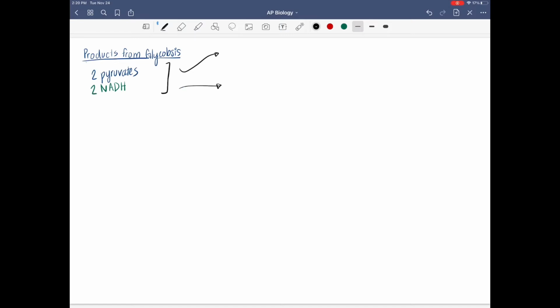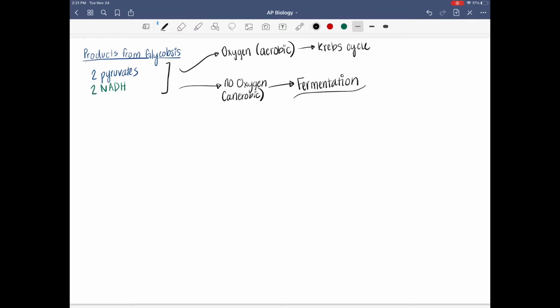Now if we have oxygen present, then we are going to go through the aerobic process, and it's going to move on into the Krebs cycle. If there is not enough oxygen present, we're going to go through the anaerobic process, and it's going to go through fermentation. Let's talk about the fermentation first. So we have 2 types of fermentation. Lactic acid fermentation is the first type.